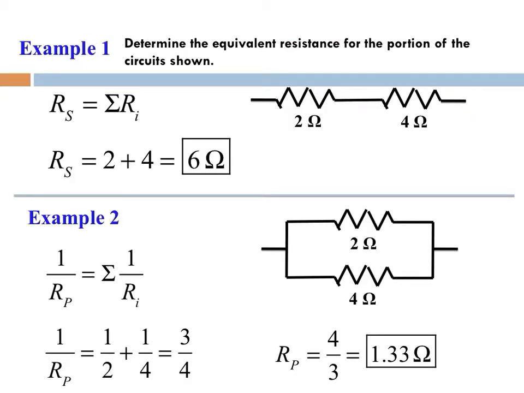So here are very simple examples. Again, two resistors in series. We know that they are in series because there is one path from the beginning to the end. So here we can simply add them together to get a 6.